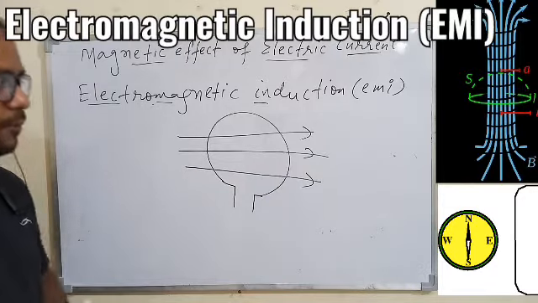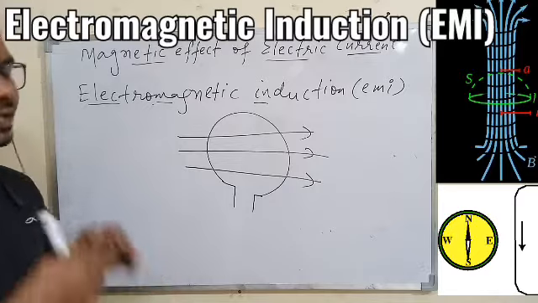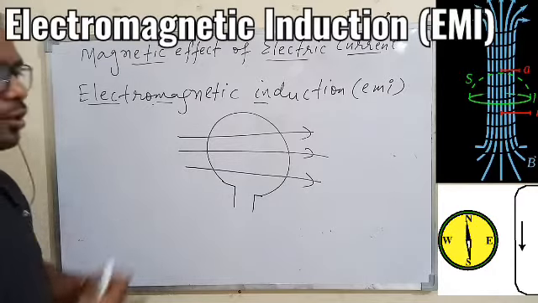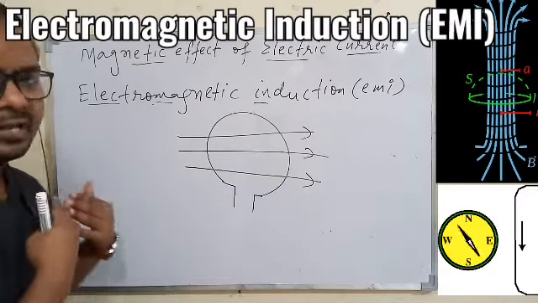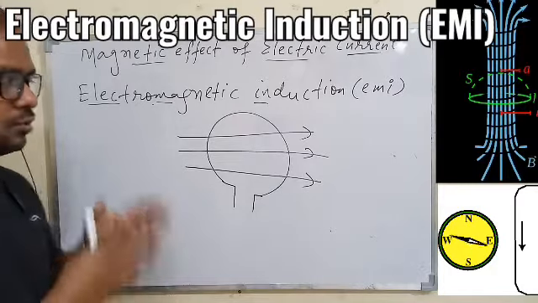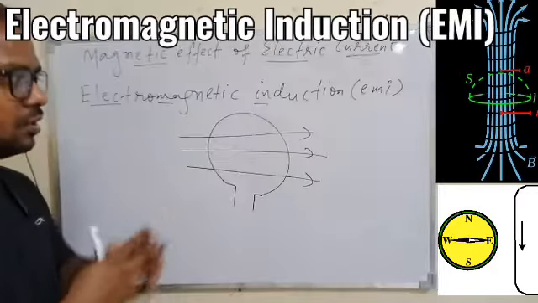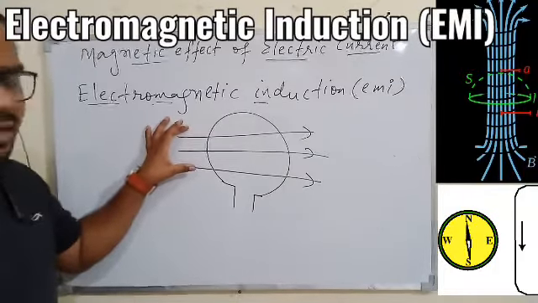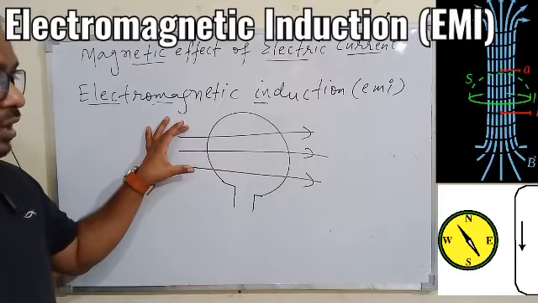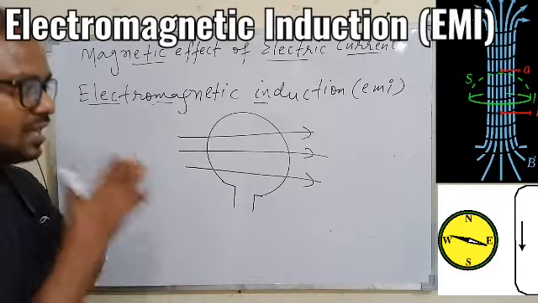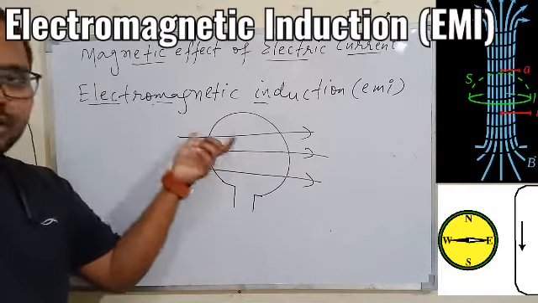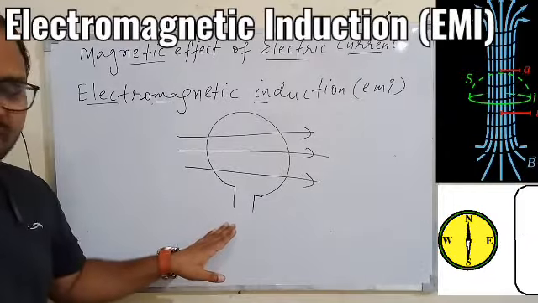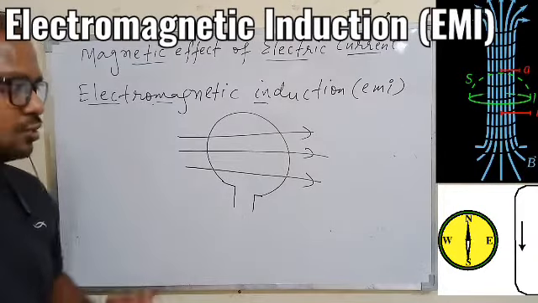I am repeating again, we have a coil in any shape. Through the coil there is a flow of magnetic field lines, just imagine. So the magnetic field lines are passing through this particular coil, and if these magnetic field lines, that is also called magnetic flux, change through this particular coil, then what will happen? The current will be induced in the coil.